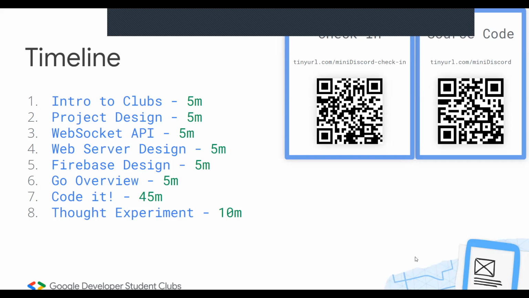Okay, so meanwhile we're waiting for about 2 more minutes. We'll start at 6:05. Let's just run through the timeline of what we're going to go through today. We're going to give a quick intro to both clubs, UDSC and Nighthacks, which we're collaborating on for this workshop. We're quickly going to go over the project assignment, what we're going to do at a very high level overview. Then we're going to go over the WebSocket API, which we're going to use in our program, and then the web server design. Then the Firebase design, which is going to be our database.